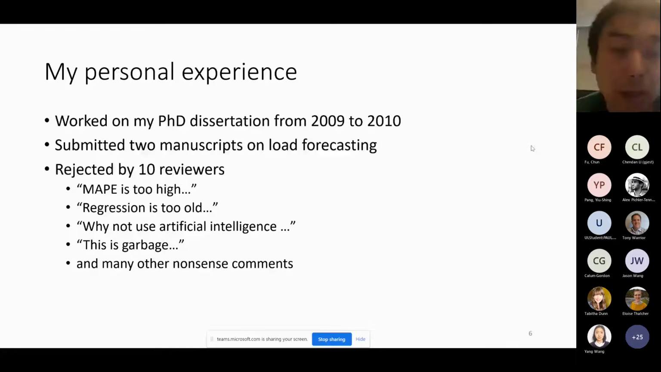And the 2 papers, each one of them was reviewed by 5 reviewers. In total, my papers were rejected by 10 reviewers. Okay, so for those of you who know me now, you might be surprised because I rarely get rejections nowadays. I still get rejections, but very rare. But at that time, 10, 12 years ago, both of my papers were rejected.